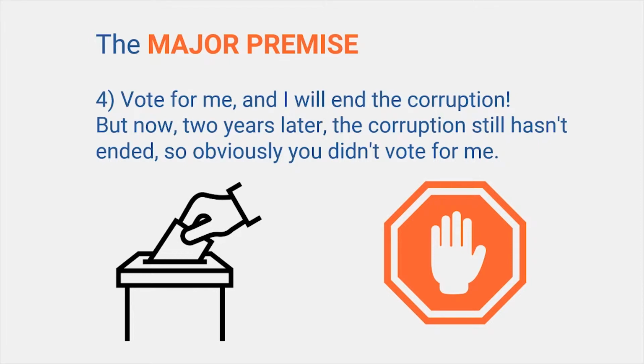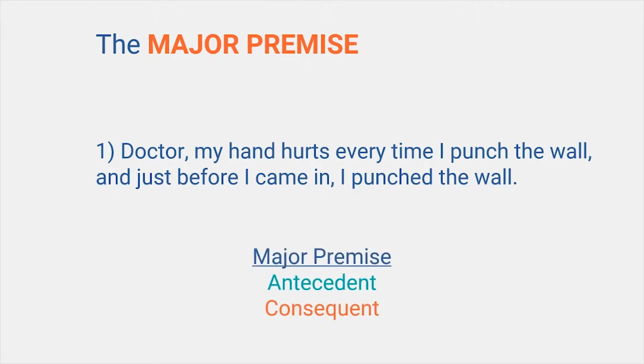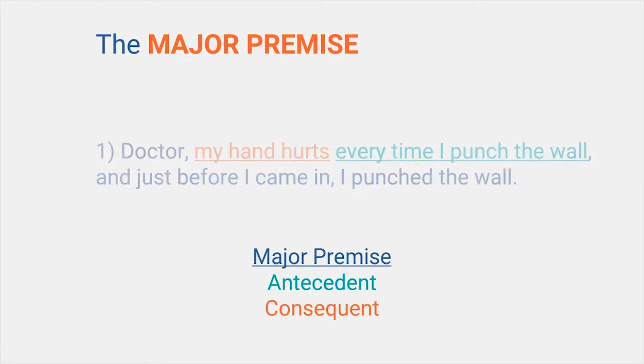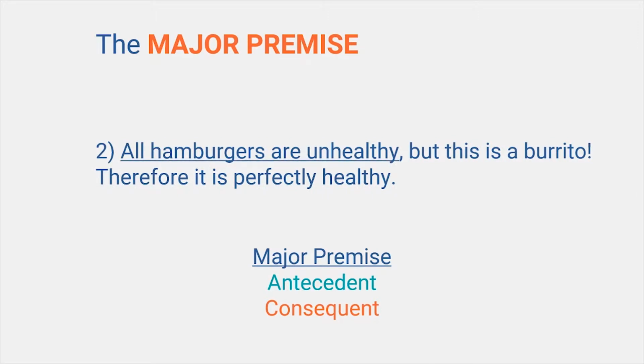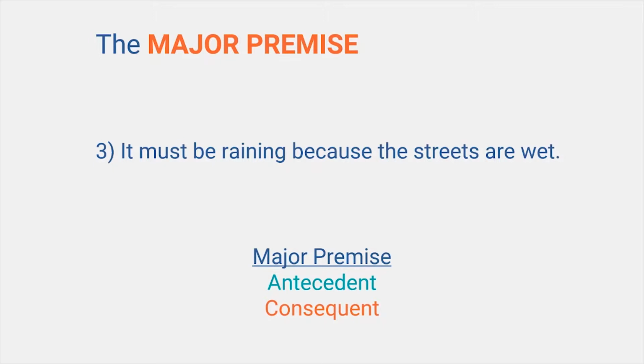So going back to the first example, if A, then B. The A is, if I punch the wall. And the B is, then my hand hurts. In the second example, A, if there is a burger, or alternatively, if something is a burger, then B, it isn't healthy. Third example, well, this one is a little tricky, because the major premise is not stated explicitly.